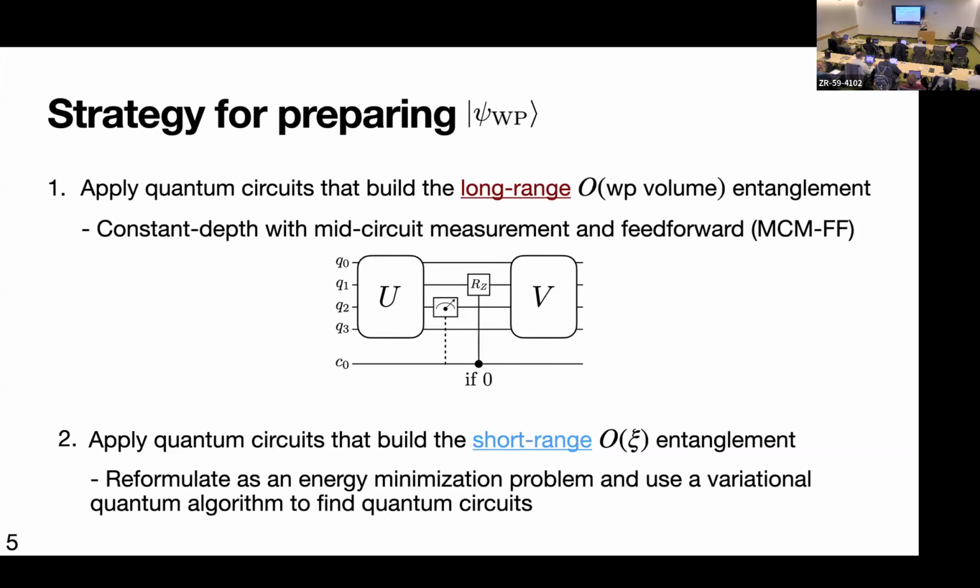And then the second step is, okay, we've built this long-range structure of our desired state. Now we need to get the short-range structure correct. And this involves building correlations over the size of a correlation length, which in our case is going to be proportional to the inverse mass gap. And one of the nice things is we show that this can be reformulated as an energy minimization problem. And so we can find the circuits that get these short-range correlations correct by using a variational quantum algorithm that is minimizing the energy subject to some additional constraints that I'll tell you in a second. And this is nice because these variational quantum algorithms usually find very compressed circuits for doing a given task, and it just relies on some optimization.